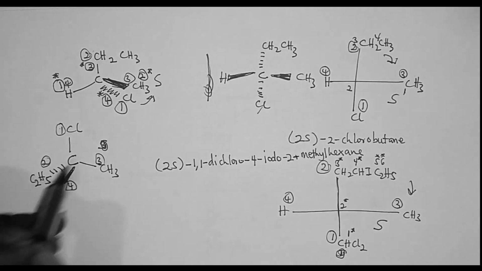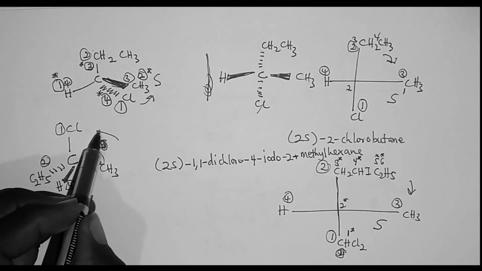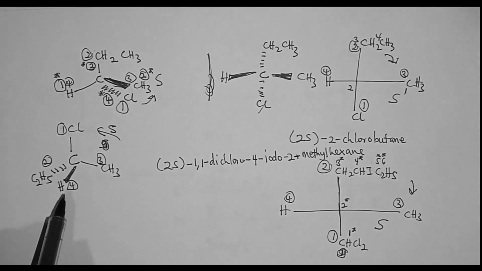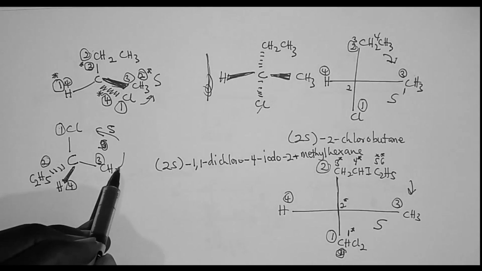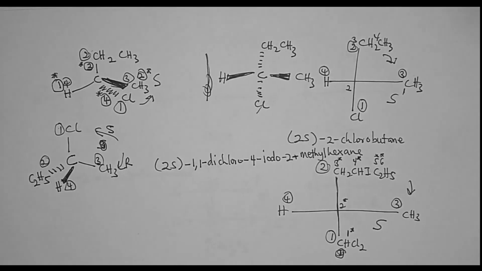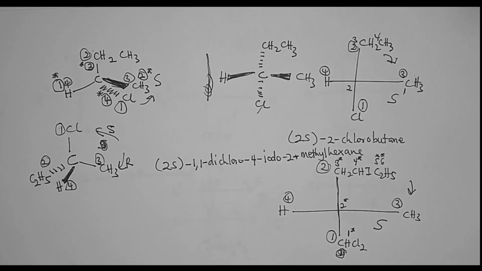Sorry. First it was moving 1, 2, 3 in the anti-clockwise direction as an S. So if we reverse the configuration, it's going to go in the clockwise direction, and this is an R. So this molecule is an R. Let's convert it to a Fischer projection.